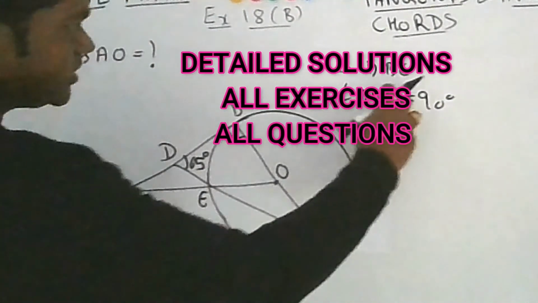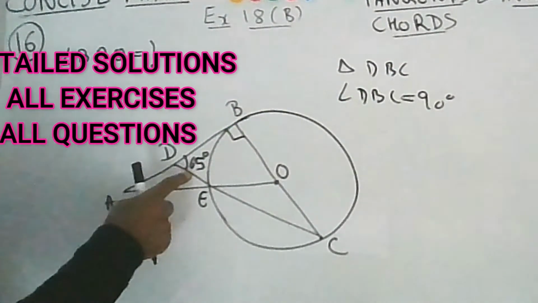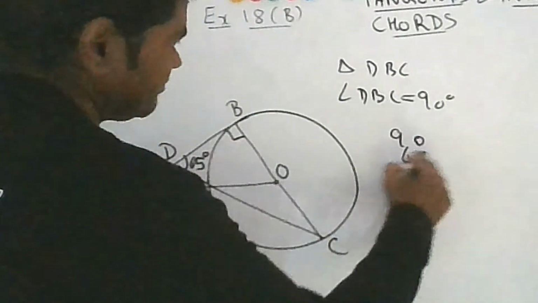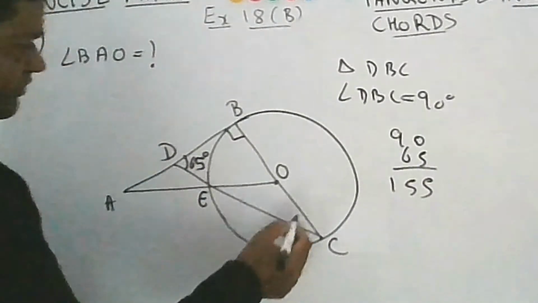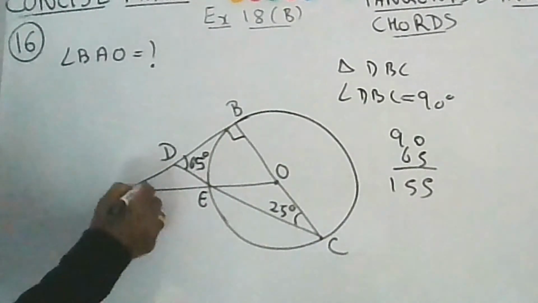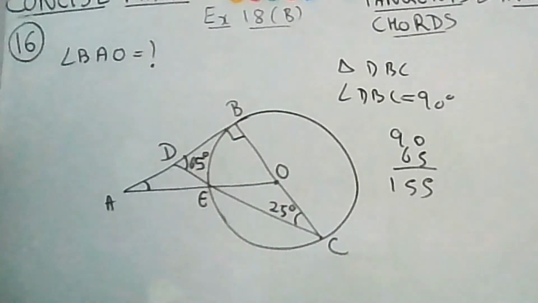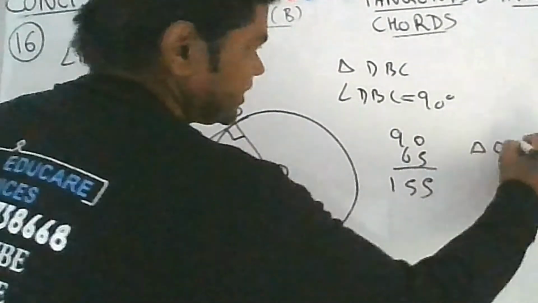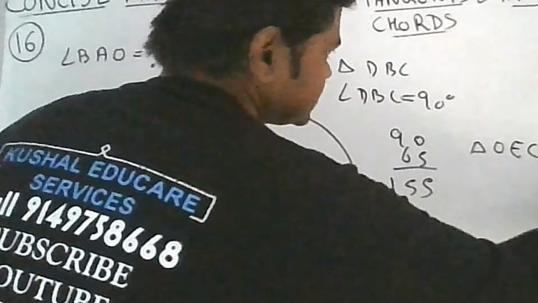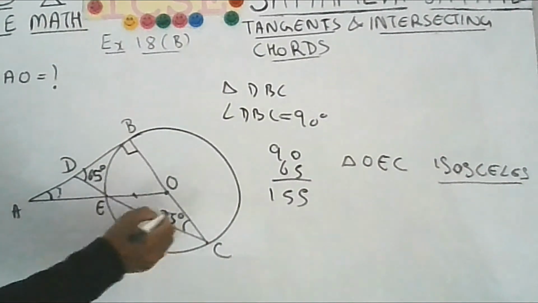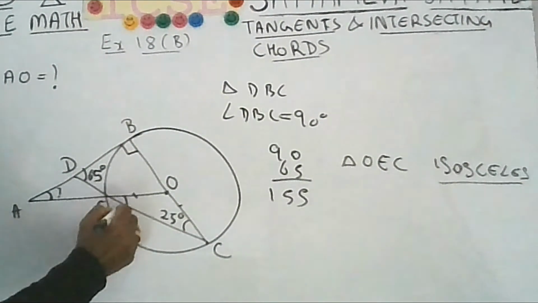Okay, and one angle has been given as 65 degrees. So you can find the remaining angle. You will be having 155, so this will be 25 degrees. So we have to find this angle BAO. One angle you know, 90 degrees, this angle we have to find. So you can see that triangle OEC is isosceles, isn't it? Triangle OEC is an isosceles triangle, because OE and OC are equal, so this angle is 25, this will also be 25.